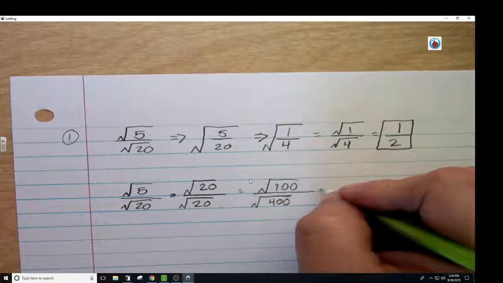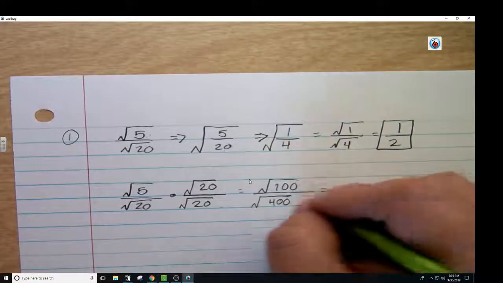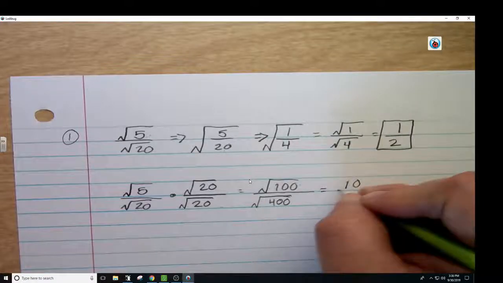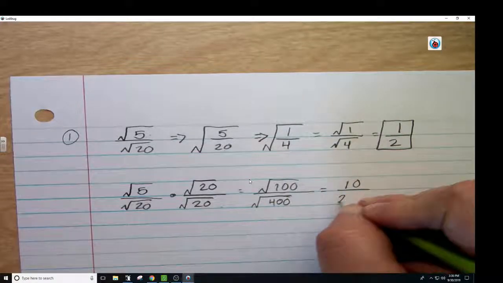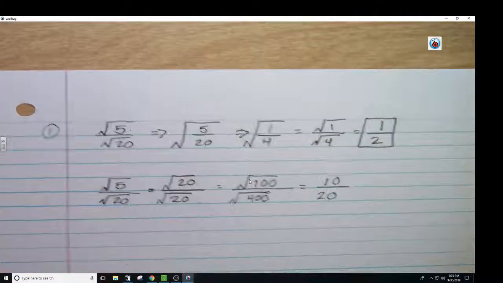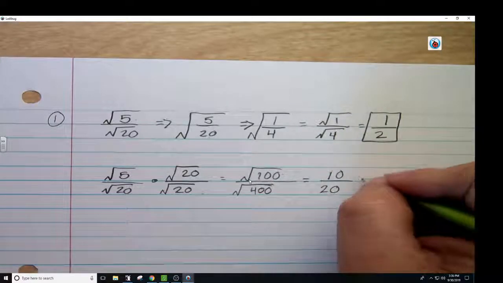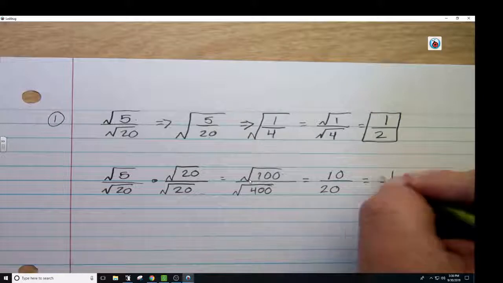Okay. Now, if you know this, these both are perfect squares. Okay. 100 is a perfect square. 400 is a perfect square. The square root of 100 is 10. The square root of 400 is 20. Okay. Now, as you know, this is not in its simplest form. That will reduce to 1/2.